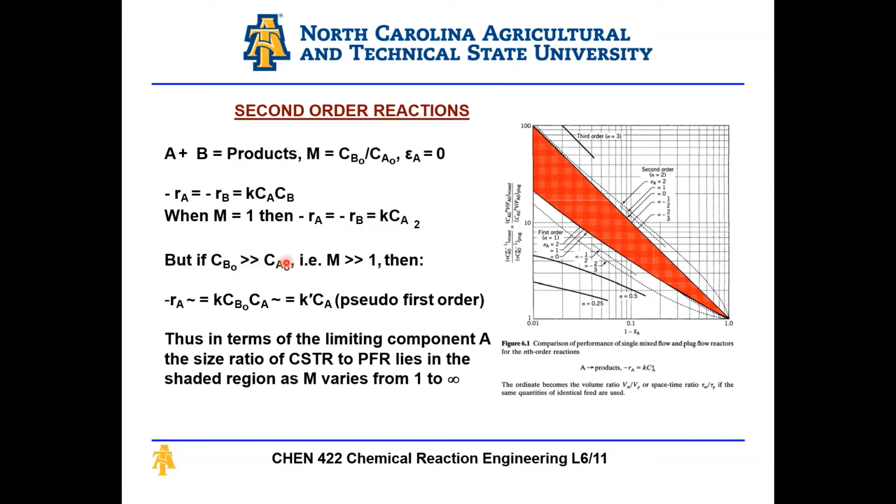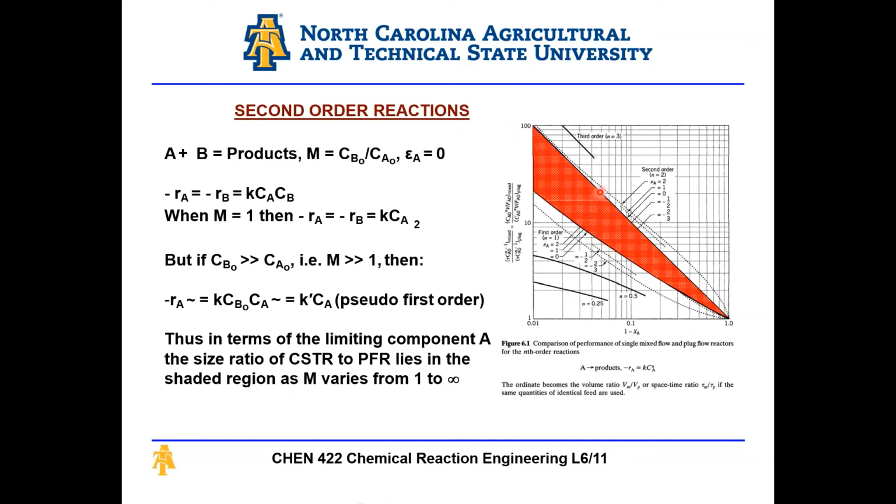However, if CB naught is much larger than CA naught, i.e. M is much larger than 1, then my reaction kinetics changes. I get k CB naught CA, and this is called a pseudo first order. If you take a catalysis sort of elective, you're going to learn about pseudo kinetics and things like that. So in terms of the limiting component A, the size ratio of the CSTR to PFR lies in the shaded region as n varies from 1 to infinity. So what this is telling you is for a second order reaction, this value of M is very important.